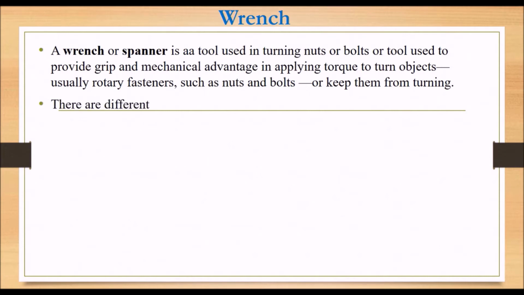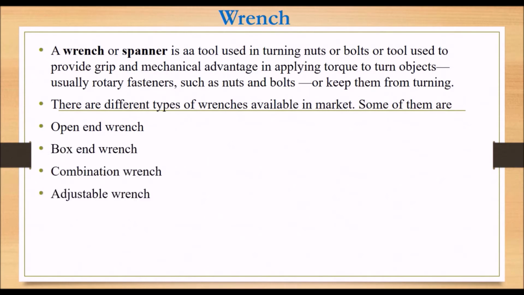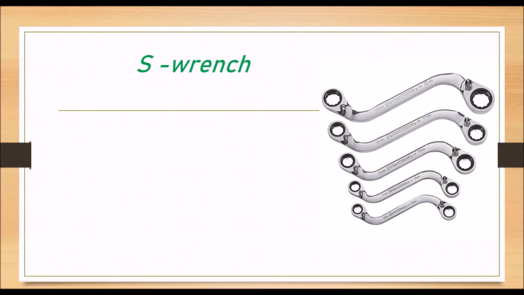It is usually used on rotary fasteners such as nuts and bolts, or to keep them from turning. There are different types of wrenches available in the market. Some of them are open end wrench, box end wrench, combination wrench, adjustable wrench, self-adjusting wrench, pipe wrench, etc. In this we are going to discuss how to draw the S wrench.